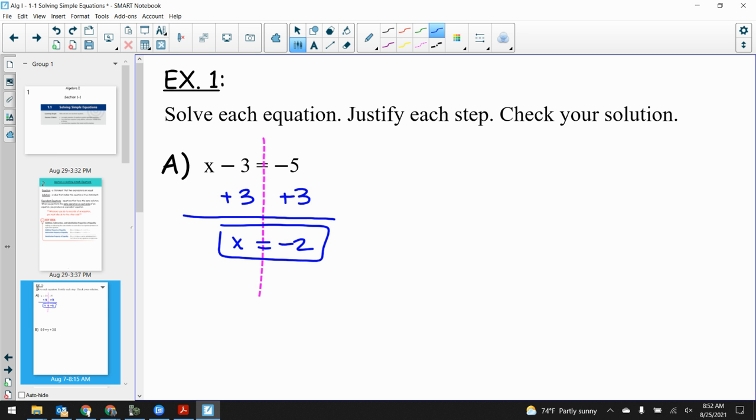Now, how do you check a solution? Go ahead. Very good. You take the negative 2 and you plug it right back into the equation. So negative 2 minus 3. Does that truly equal negative 5? Yeah. Negative 2 minus 3 does truly equal negative 5. That checks out. I know for sure x equals negative 2 is a solution to my equation. I love solving equations problems because you can always check your answer, which is awesome.